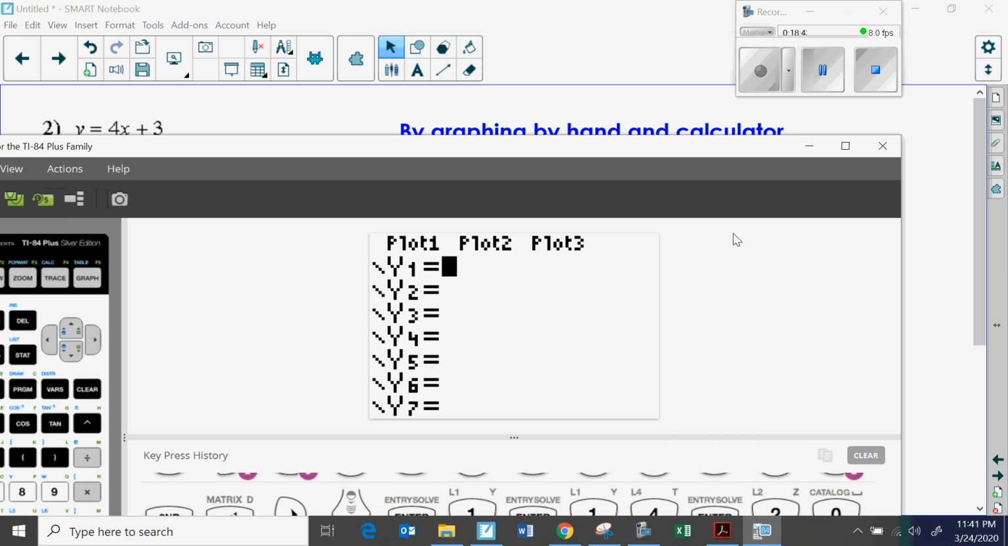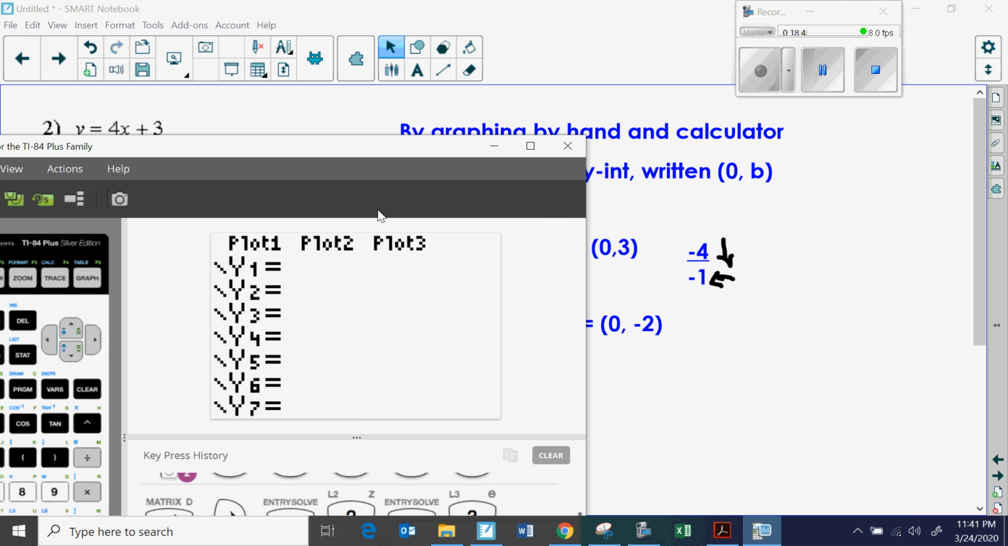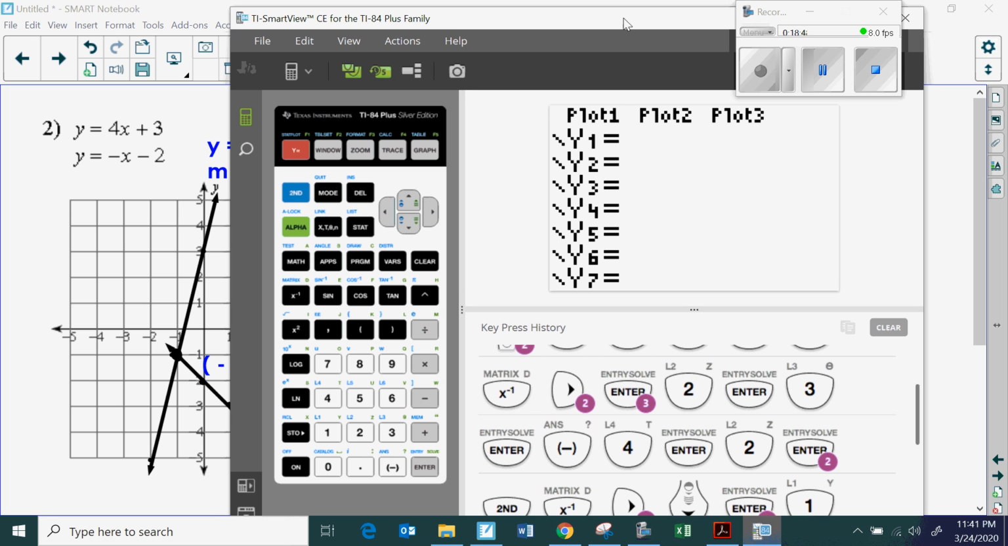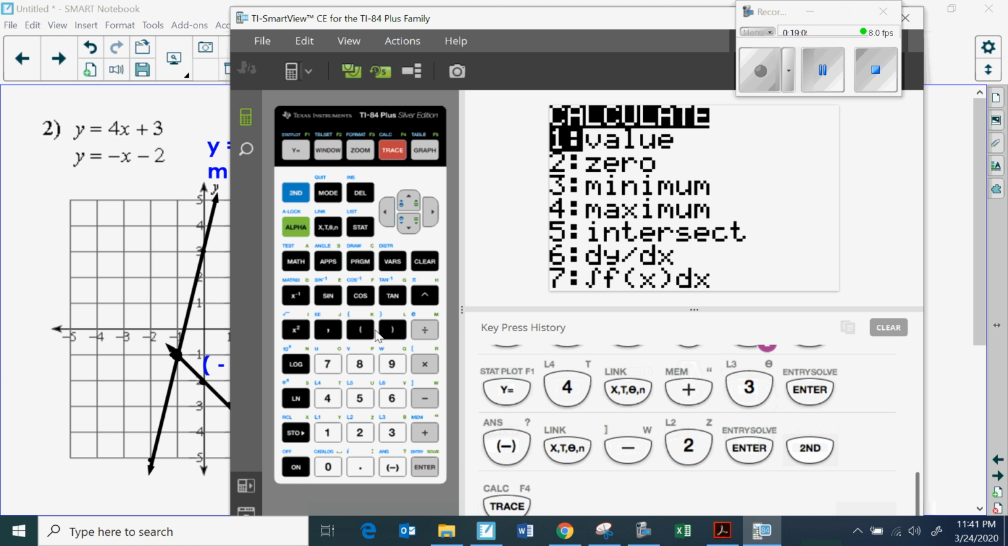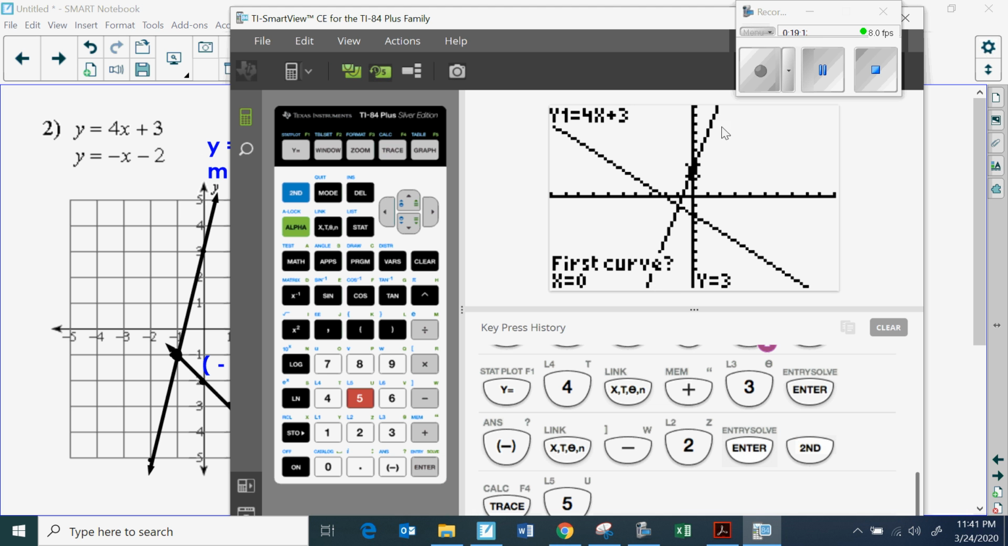Oops, let me make this a little smaller so we can have both up there. Okay, there we go. Y equals 4x plus 3. And y equals negative. You got to use the negative sign, not the minus sign. Now you use the minus sign. Okay, and from our video that I've done before, remember, we do second calc, which is the trace button. Number 5, intersect. And there's the two lines. So you can see the two lines right there, exactly what we have right here. And then we just hit enter, enter, enter. And there's our answer, -1, -1. Exactly what we have right there.